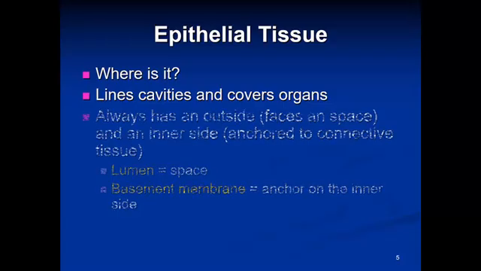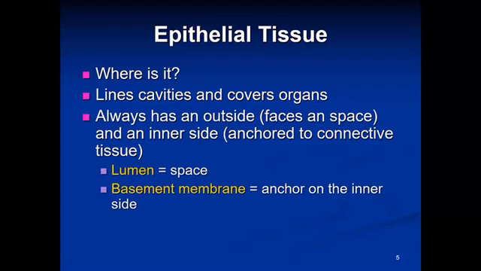On one side of epithelial tissue, it always faces a space. The space might contain something. For example, blood vessels contain blood, so that lumen is filled with blood. It doesn't necessarily have to be empty space. The other side of epithelial tissue is attached to the tissue underneath. The attachment or the anchor is called the basement membrane or basal lamina.